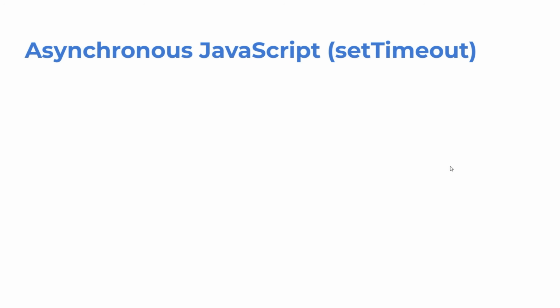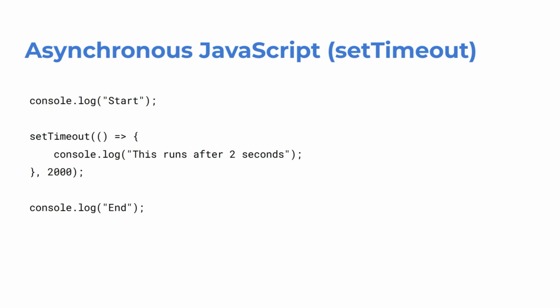Let's see a simple example using setTimeout. Here, even though setTimeout is called in the middle, JavaScript doesn't wait. It prints start, then end, and finally after 2 seconds, it prints the message from timeout. That's asynchronous behavior in action.